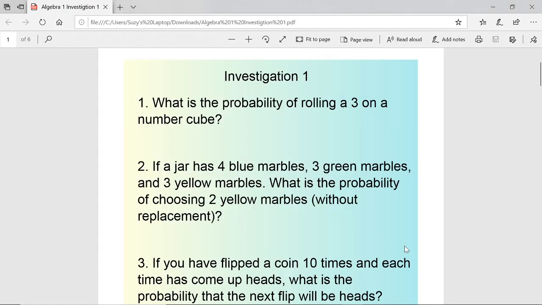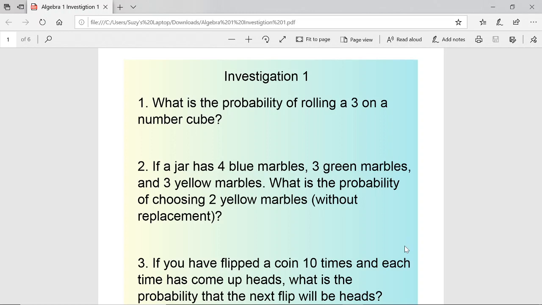Algebra 1, Investigation 1, is all about probability of an event, and we're really just looking at simple probability here. There is an experiment within here that I will allow you to do wherever you are. There's lots of ways to do it. I will just make up some data so that I can show what the probabilities would look like. But first, just some simple beginning questions to get our minds back into probability.